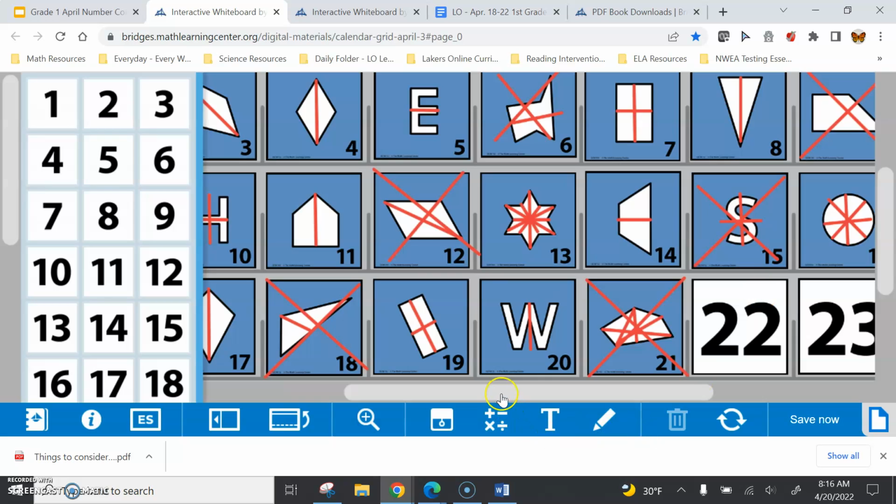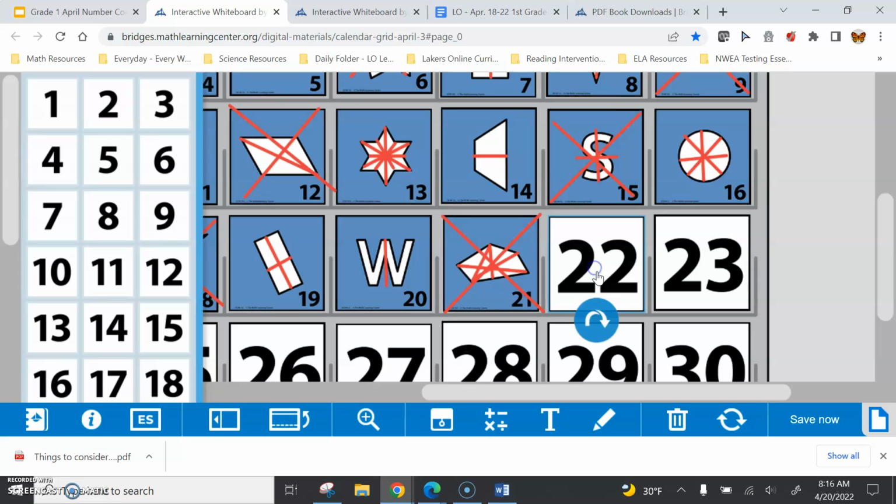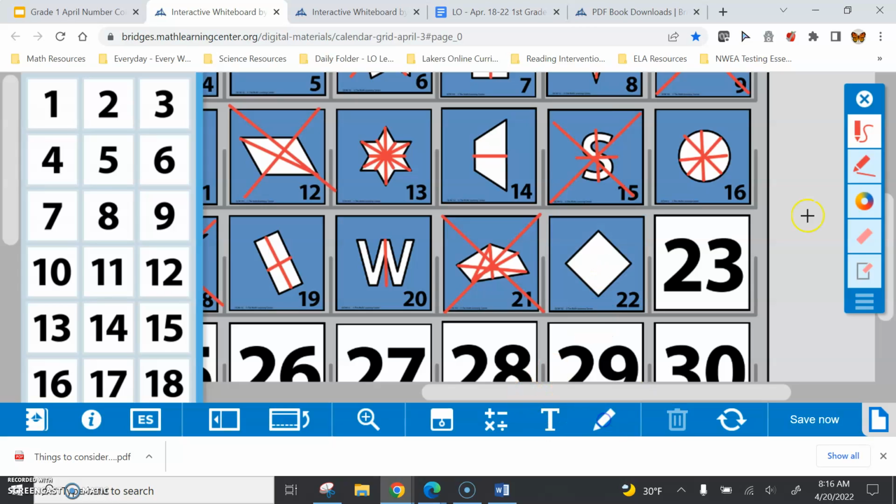Wow, let's see what shape we have to determine symmetry this day. Wow, we have a square. Love those squares. Let's see if we can draw a line of symmetry. I'm going to go straight down from top to the bottom. Wow, that's a great line of symmetry. Let's see if we can draw another.